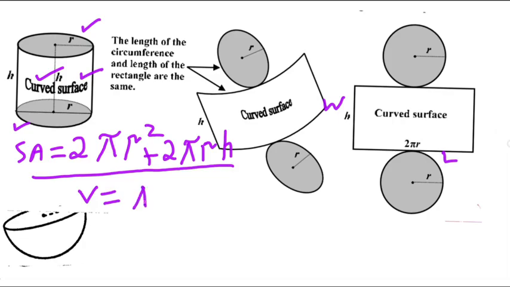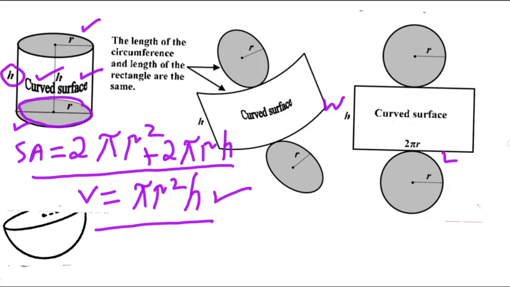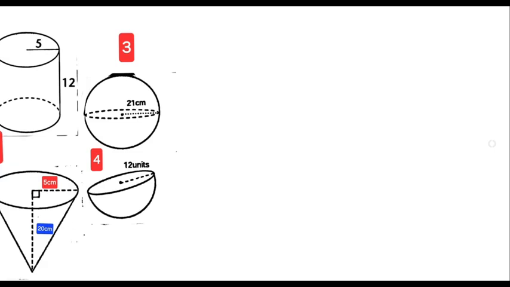The volume of the cylinder formula will be pi r square, which is the area of the base, the circle, multiplied by the height, h. So this is the surface area of the cylinder, and this is the volume of the cylinder. These are the formulas for the cylinder, remember. The volume of the cylinder is pi r square h.